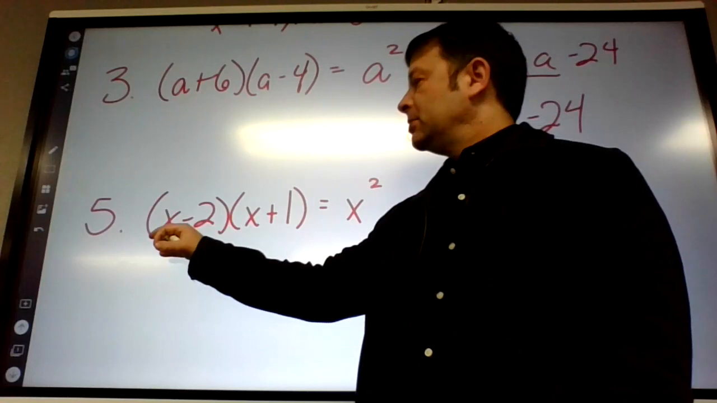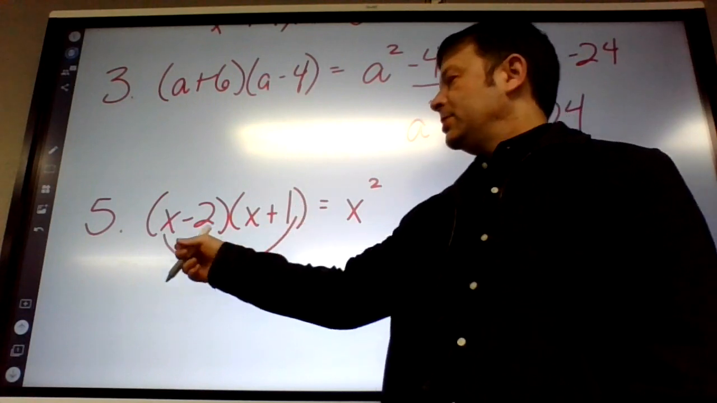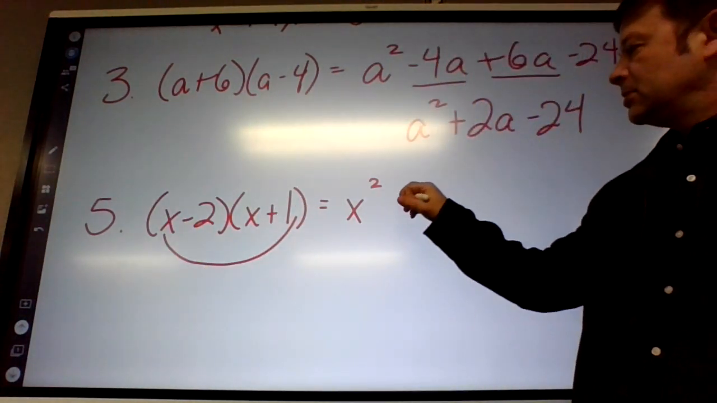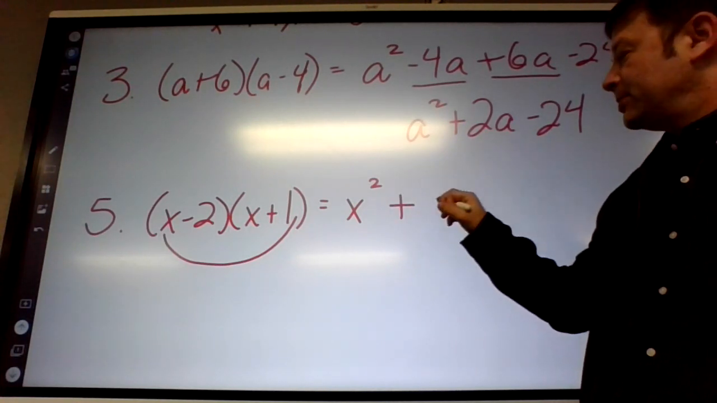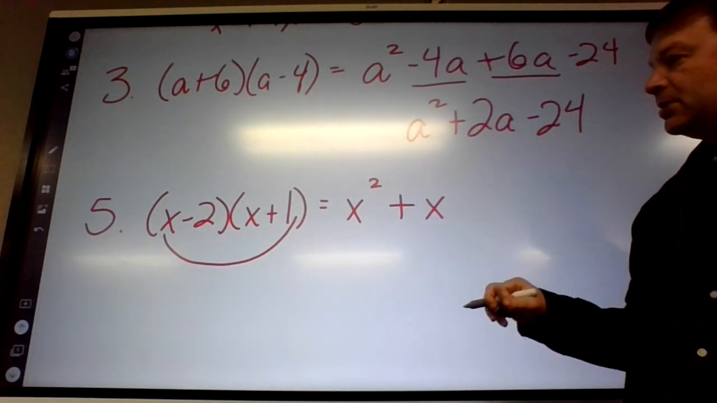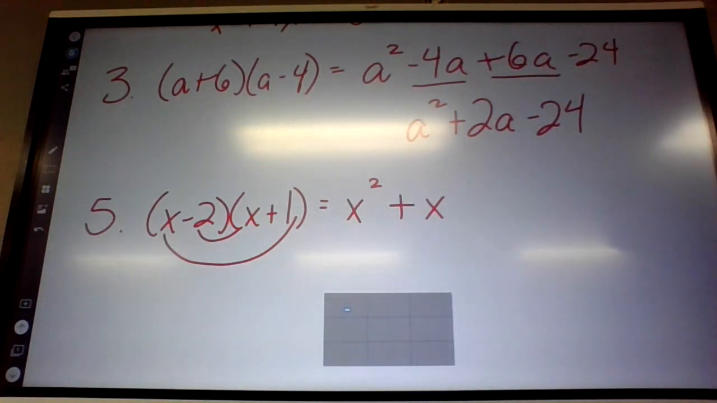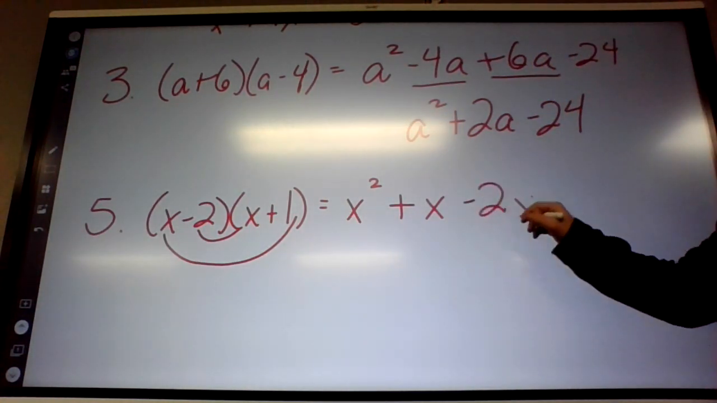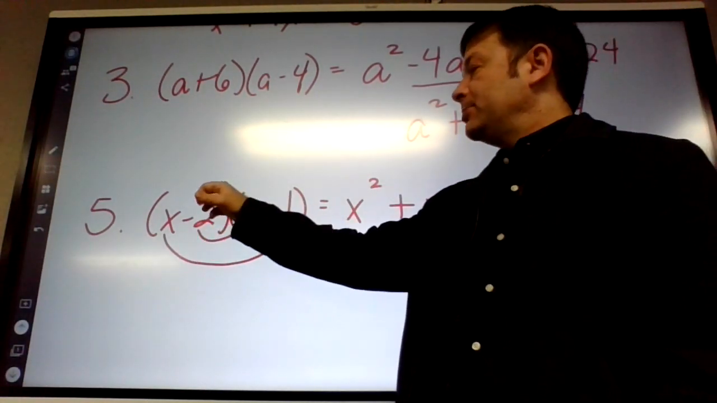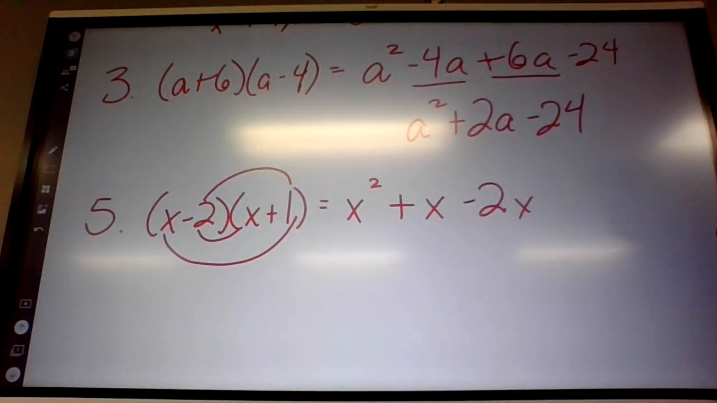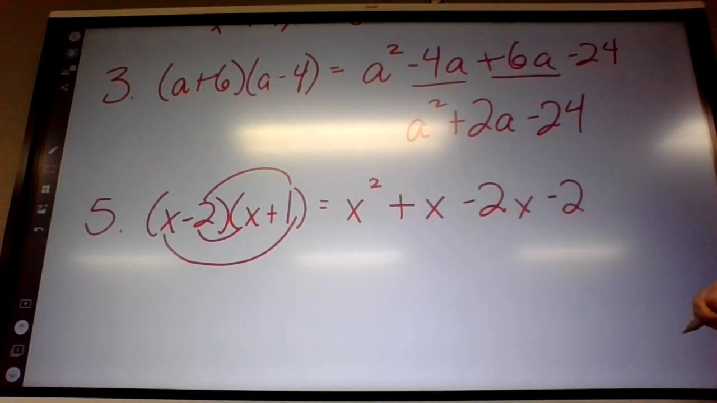Outside would be these two. So 1 times x. You could say it's 1x, but you could also just say it's x. Okay, inside. Negative 2x. And last means the last term in each polynomial, so it'd be negative 2 times 1. Negative 2 times 1 is just negative 2.